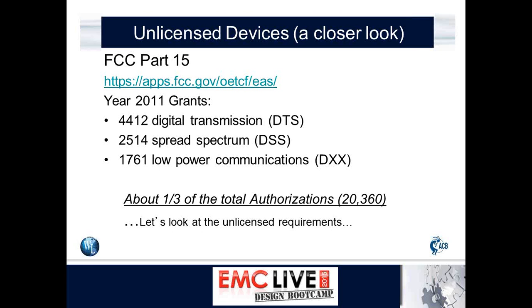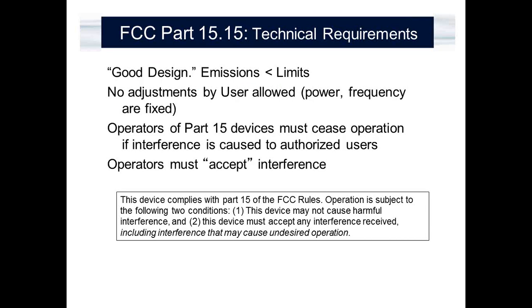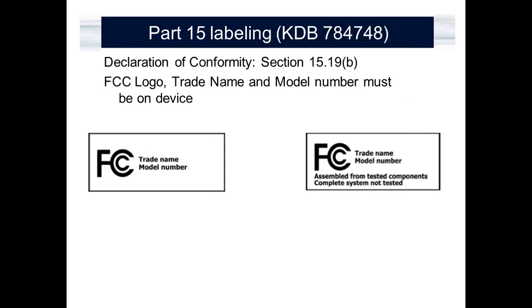Let's look at the unlicensed requirements. They have to have a good design. It cannot be adjusted by the user. There are no adjustments that the end user can have on that device. Operators of Part 15 devices have to cease operations if they're interfering, and the operators must accept interference. There are a couple of labeling options. You put the FCC ID on a label. There's also the FCC logo for DoC devices.